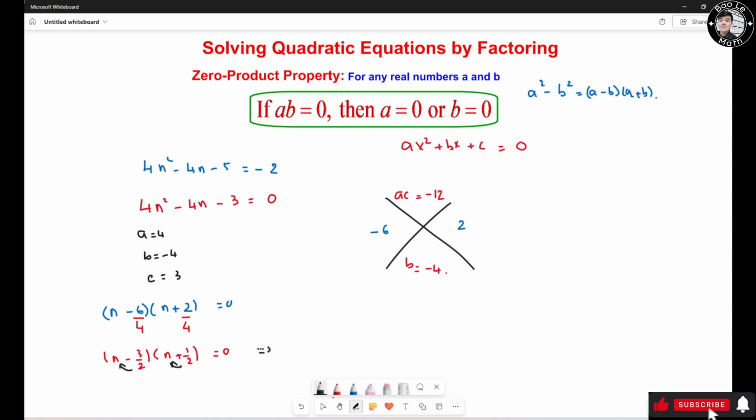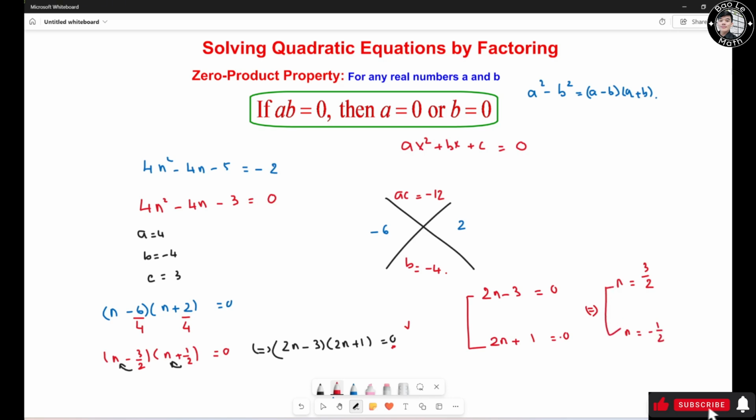So it's going to be 2n minus 3 times 2n plus 1 equal to 0. And this is the final factor form. Now you just let each of them equal 0. The right hand side must be equal to 0, keep that in mind. So 2n minus 3 equal to 0, and 2n plus 1 equal to 0. To solve this one, you just add 3 to both sides and divide by 2. So n equals 3.5, and this one n equals negative 1/2. So you have two solutions.